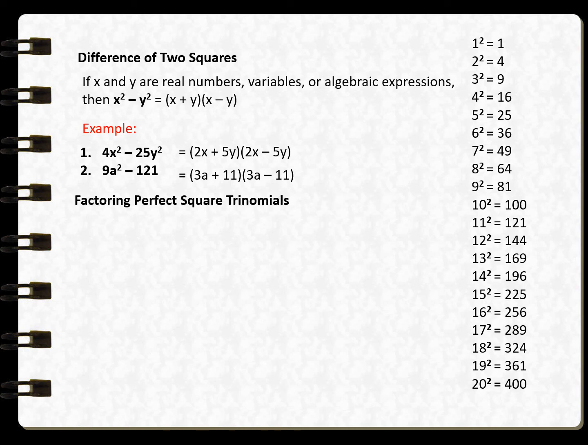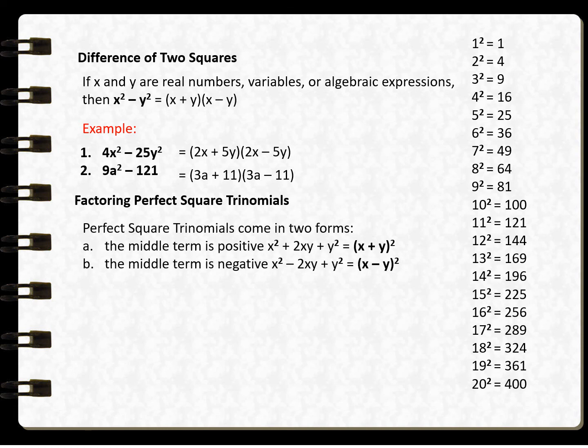Factoring perfect square trinomials. Perfect square trinomials can come in two forms. The middle term is positive, wherein x squared plus 2xy plus y squared is equals to x plus y squared. And the middle term is negative, where x squared minus 2xy plus y squared is equals to x minus y squared. Paano yan? Let's have an example.